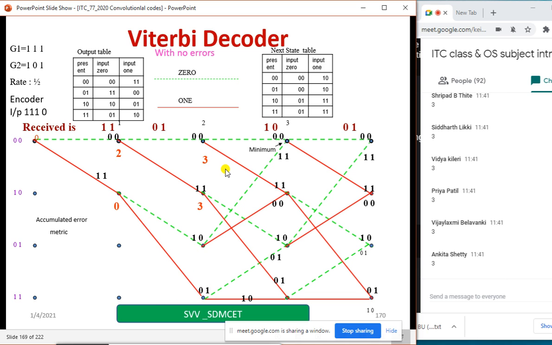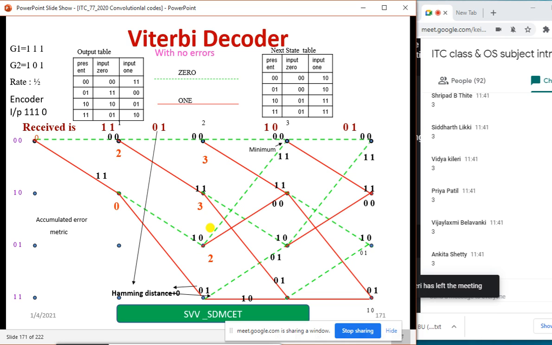The Hamming distance between the received 01 and output 10 will become 2. Previous I have to add. It will become total equal to 0 plus 2, which is 2. The last one in this column, I again have the Hamming distance between 01 and 01. It will become 0. Previous 0 I have to add. Total it will become equal to 0.